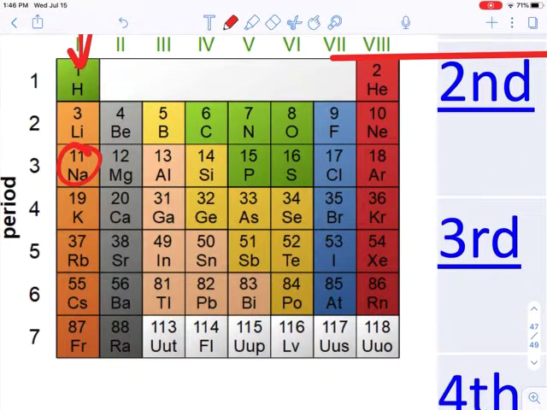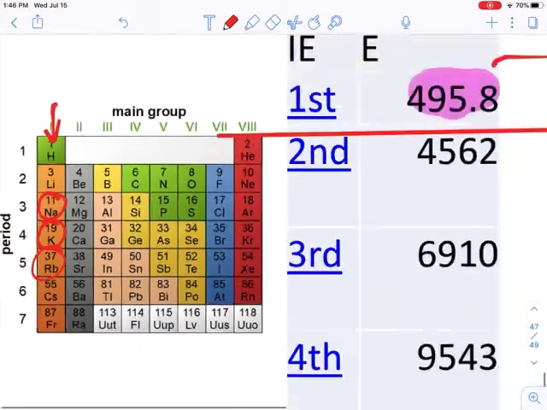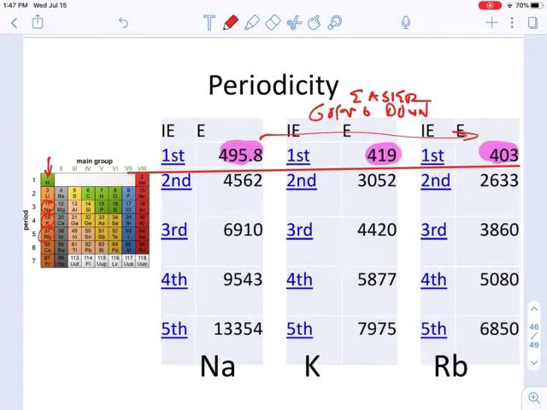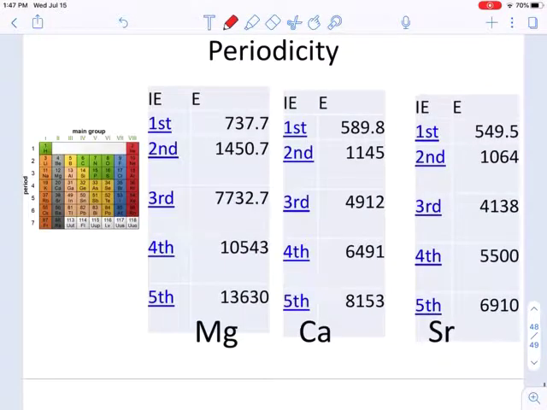Here is sodium. Sodium's outer electron is only at level 3. Potassium's outer electron is at level 4. Rubidium's outer electron is at level 5. Rubidium has more distance and more shielding than potassium, which has more distance and more shielding than sodium. And both of those things make it easier for those electrons to be removed. So as you go down a column on the periodic table, it becomes easier and easier to remove those electrons.